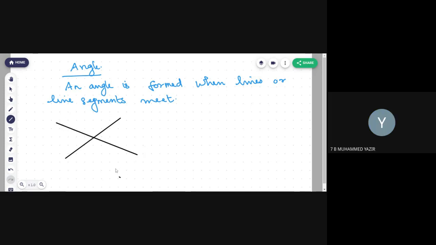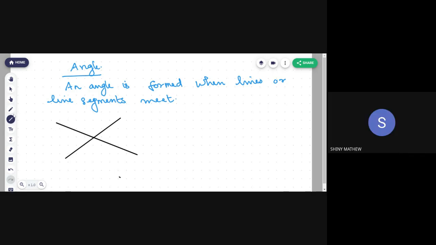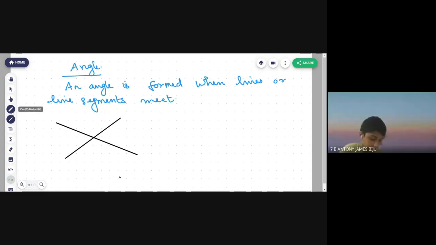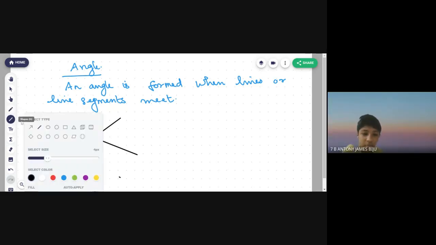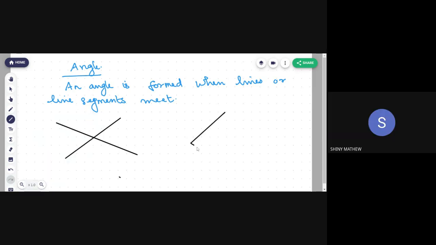Miss, after line, should we draw the angles with a pencil or a pen? All drawings with the pencil only. Miss, I drew the line and line segment with the pen. So many times I say all the drawings with the pencil only. Anyway, next time onwards you remember.